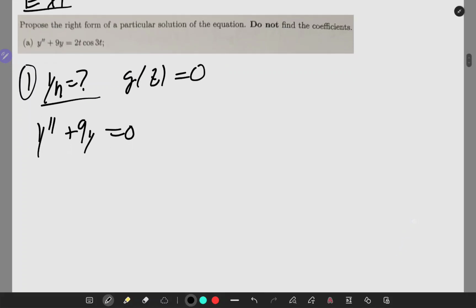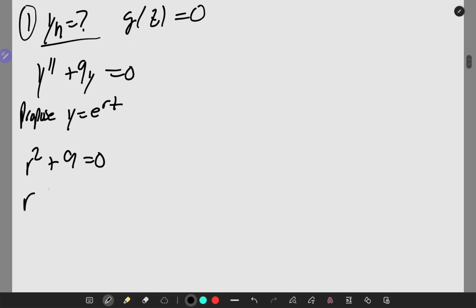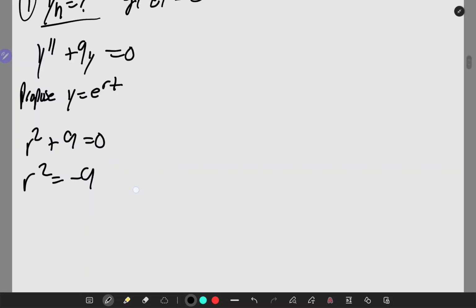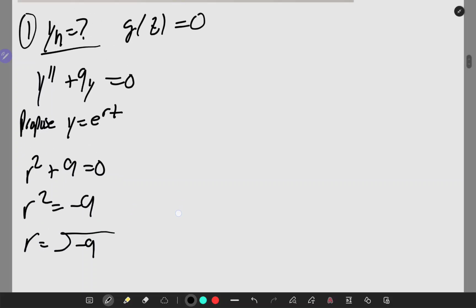And we solve this just like how we've been. We propose y is e to the rt. Plug them in. Take the first, second derivative. Plug them in. Cancel out the e to the rt's. We should be very familiar with this by now. We're left with this. Well, this looks like it's going to be complex, right? So then r is equal to what? The square root of negative 9.